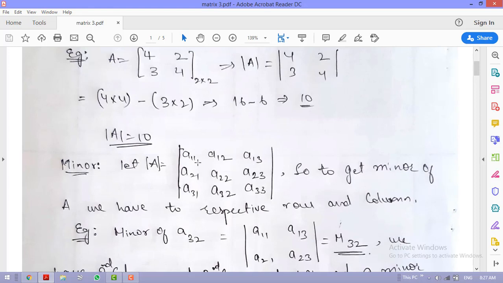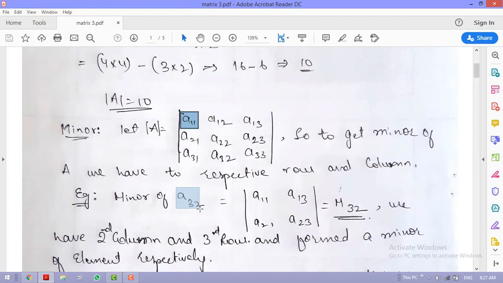So let us consider that you are taking A11 as a number, meaning the minor of A11, or else I take here the minor of A32, right? So I have to eliminate the third row and I have to eliminate the second column. Okay, so the remaining four numbers that I am getting over here are said to be the minor of A32, third row and second column.